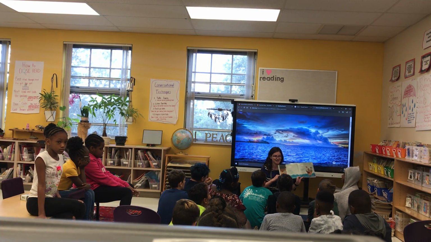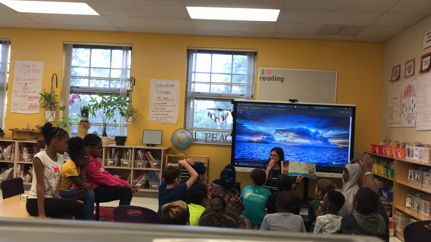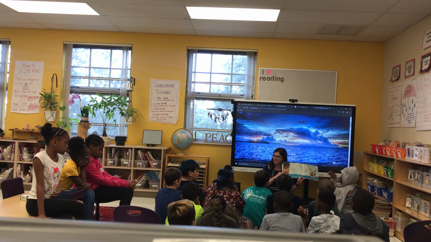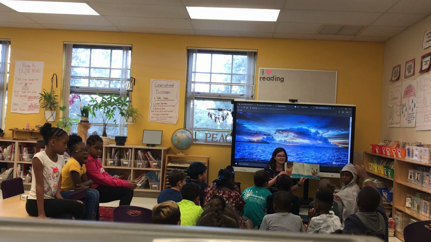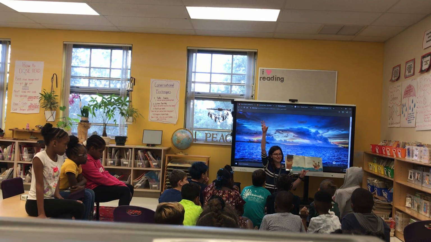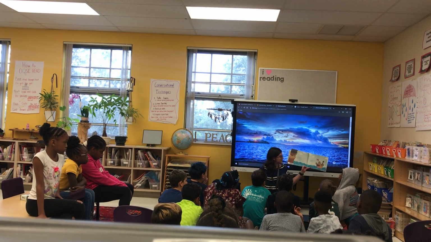Ooh, what's a crow's nest? Does anyone know? You know what a crow's nest is on the ship? Where you sleep or where you eat. Is that where you sleep and eat? It's like where you go to the top of the boat. Yeah, that's the top. It's the crow's nest so they can see everything that's happening on the ship.